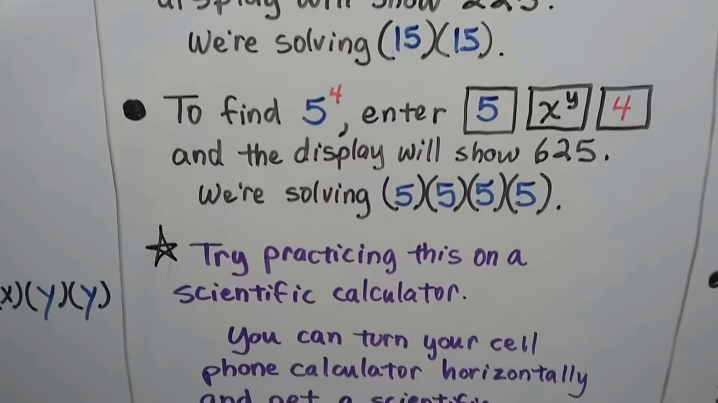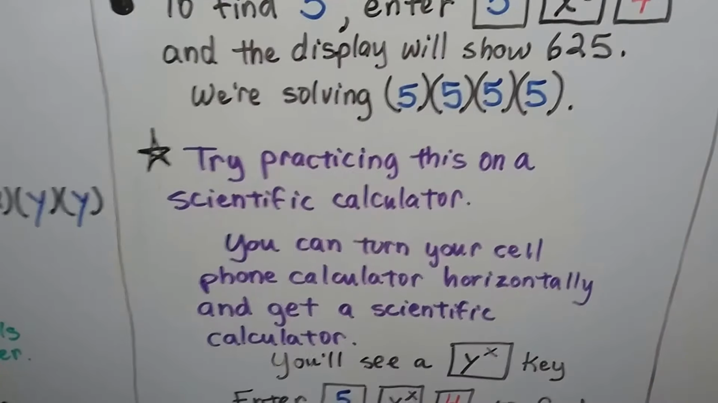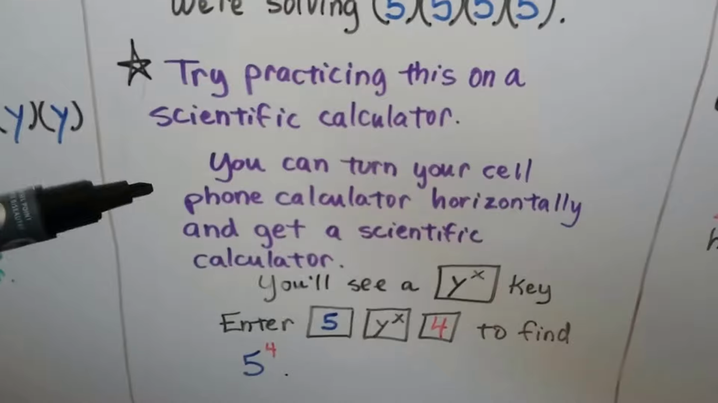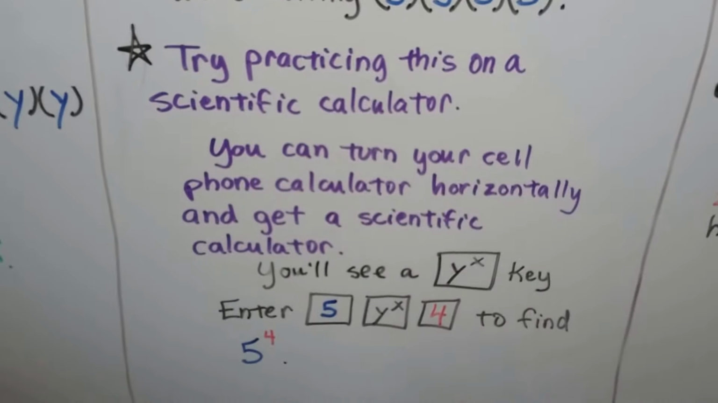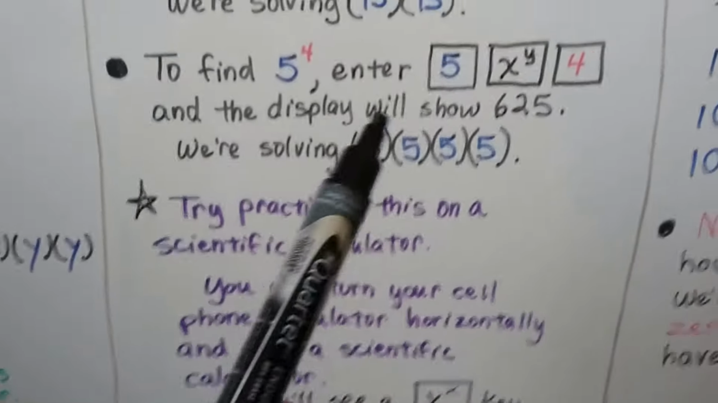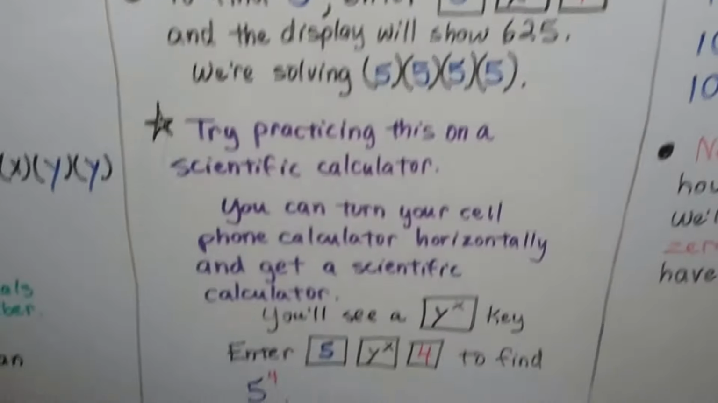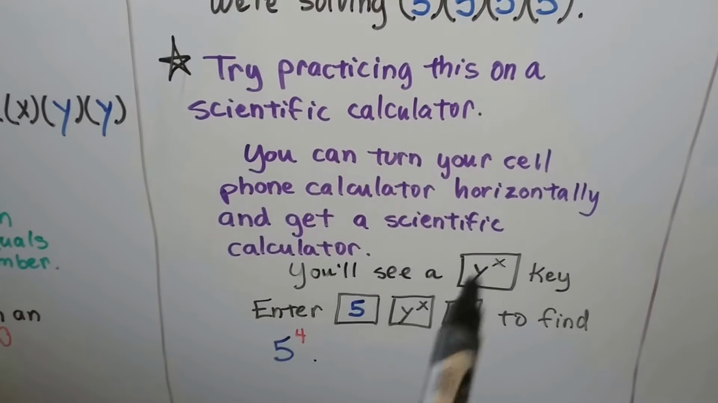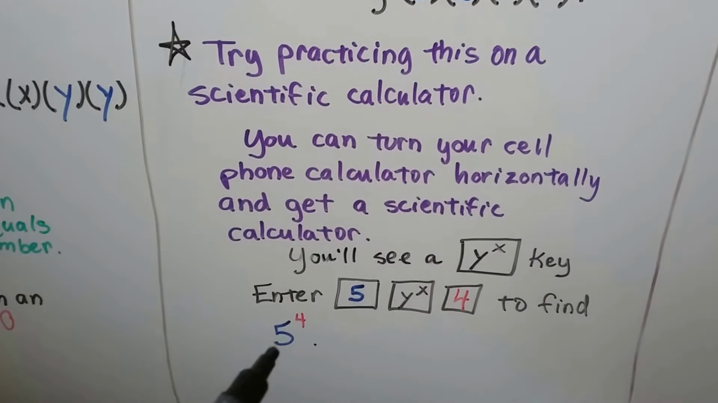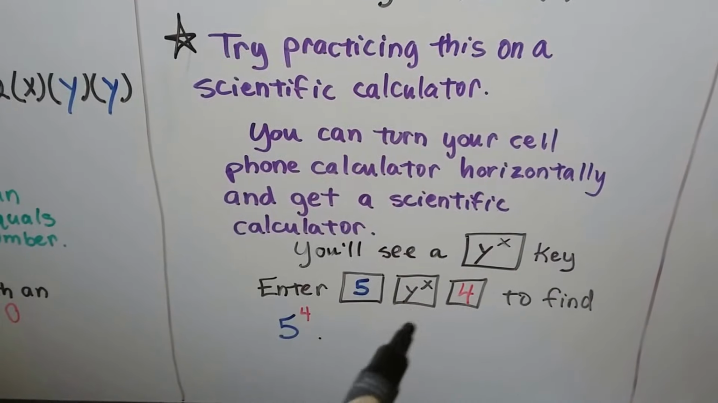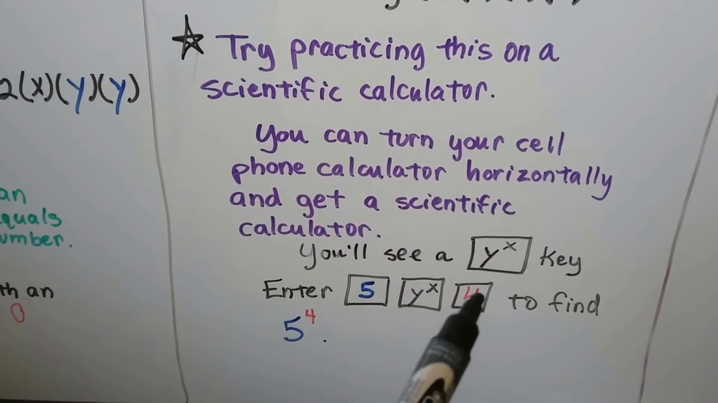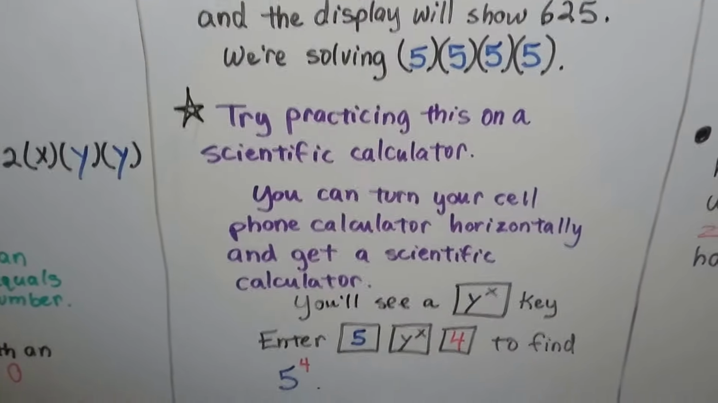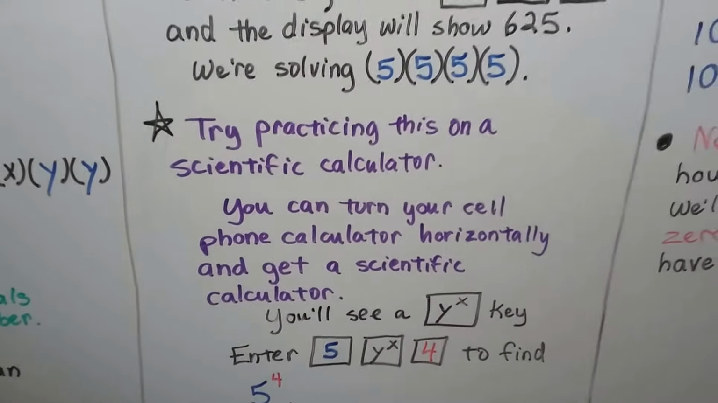You should try practicing this on a scientific calculator. And if you don't have one, you can turn your cell phone sideways, and then your cell phone calculator will turn into a scientific calculator. You may not see this x to the y key or the x squared key, but you might see y to the x. That's the same thing. It's telling you that's the exponent. So if we wanted to do 5 to the 4th power, we would enter the 5, hit that y to the x key, and then 4, and that would give us the same answer, 625. Okay? Try playing with that. Try practicing that.